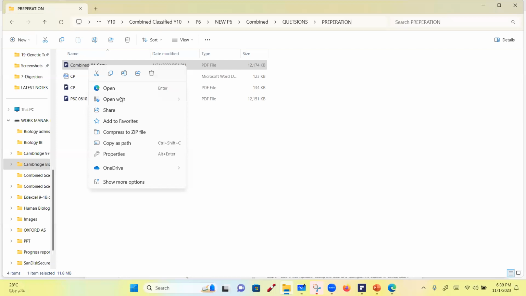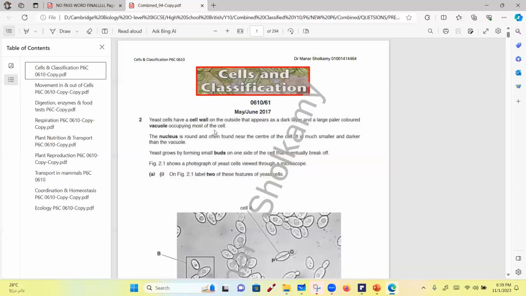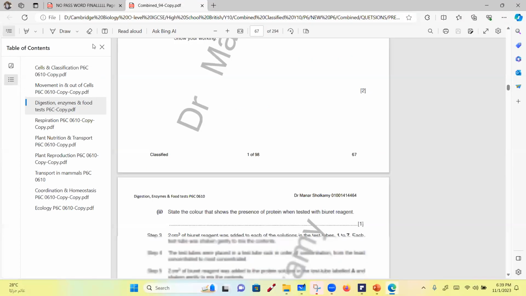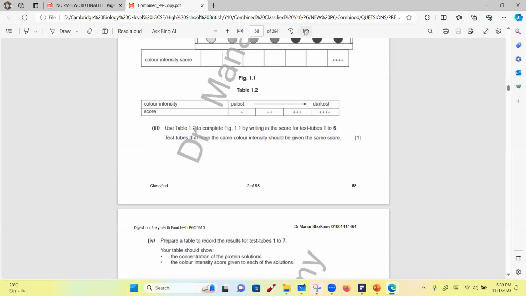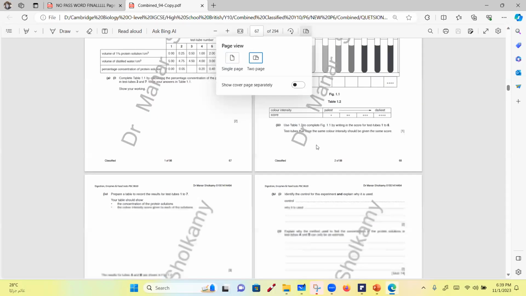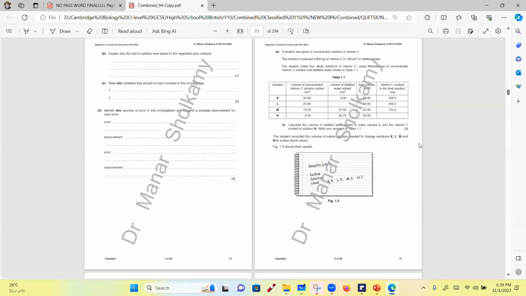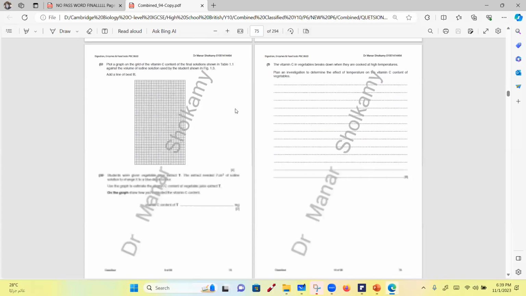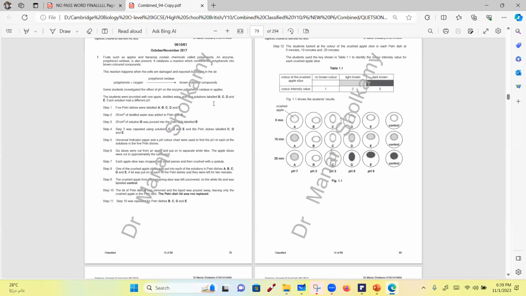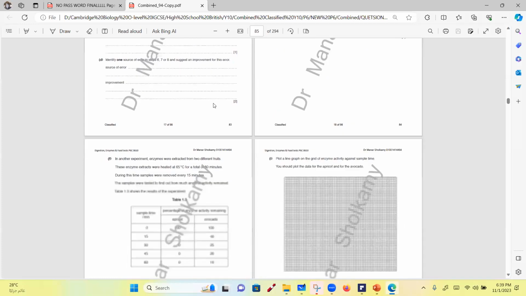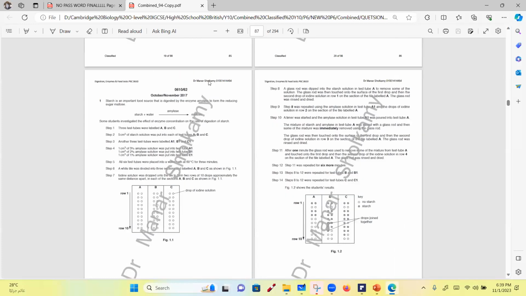Let me open it. It doesn't want to open. I don't know why. Okay. This is cells and classification, digestion and enzymes. I think we solved a few in class. I want to start from this question here. We solved a lot of questions together in some classes, not all classes. So I want to start from this question because this question was confusing some students.